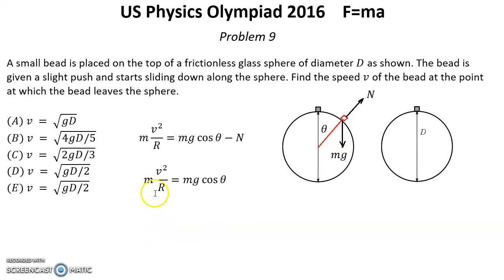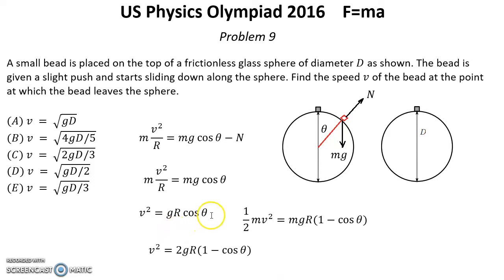Now mv squared over r equals mg cosine theta, m is cancelled, and v squared equals r g cosine theta. So we have to find the relation between cosine theta and v squared. This we can find from energy conservation, because the difference in potential energy equals the kinetic energy: 1/2 mv squared equals mgr multiplied by (1 minus cosine theta). This is our energy conservation.